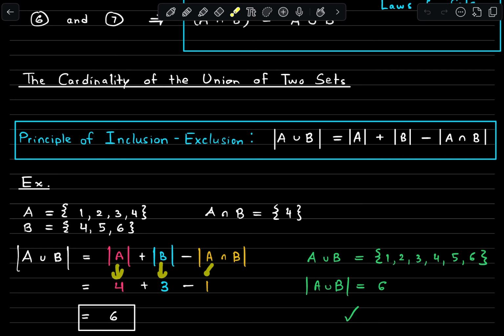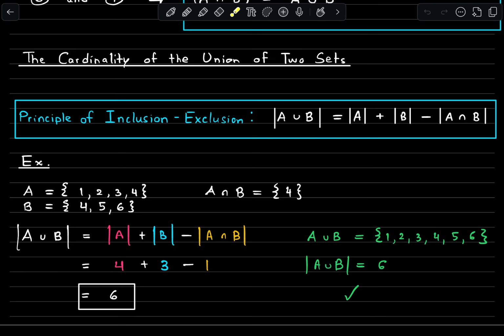Okay, so I've got the same thing worked out here. 4, 3, 1. And if we actually went ahead and constructed the union of A and B, well, it would just be the numbers 1 through 6. Right? We're not redundantly listing 4. We're just listing the distinct elements. And of course, this has a cardinality of 6, which verifies that this formula holds.